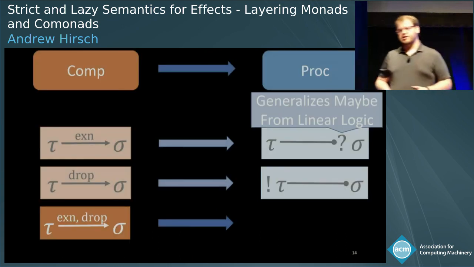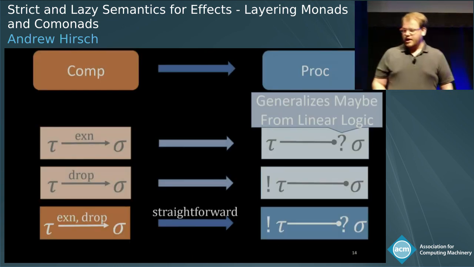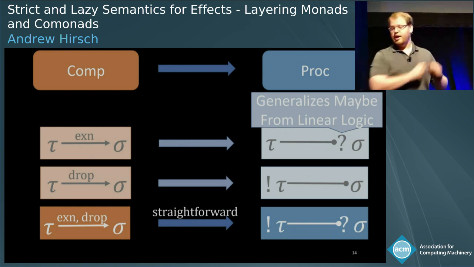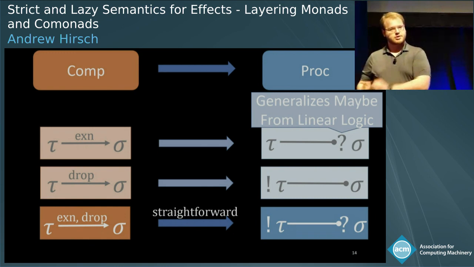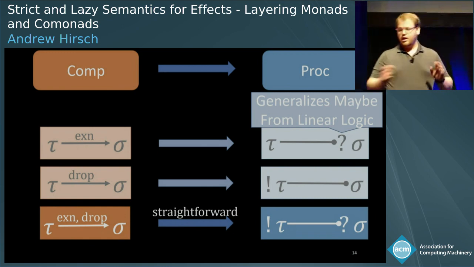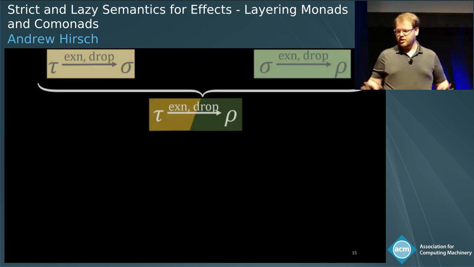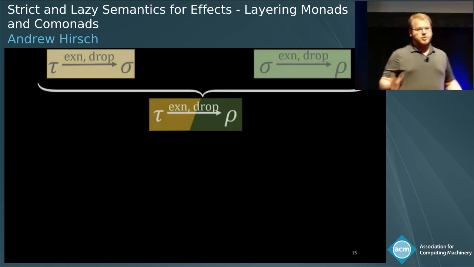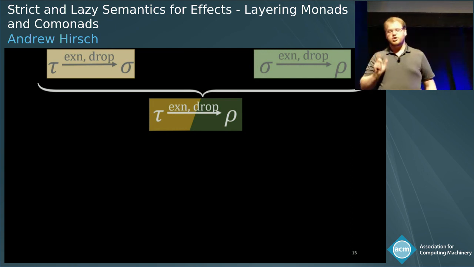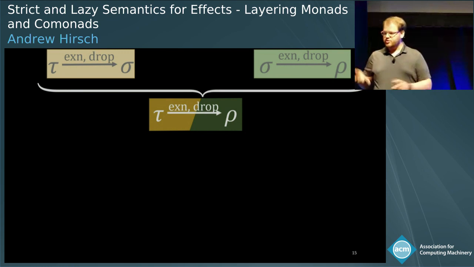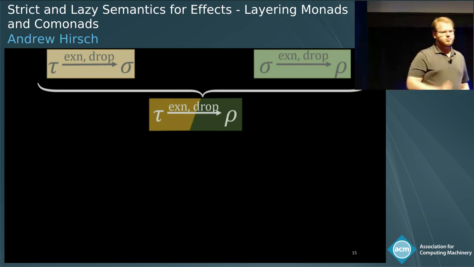Now, the straightforward thing to do, that we would very much like to do, is bang tau to question mark sigma. I can drop my inputs, and I can throw exceptions. And if I think about just composing effectful programs, it should be that the composition of a program that can throw exceptions and drop its inputs should be able to itself throw exceptions and drop their inputs.